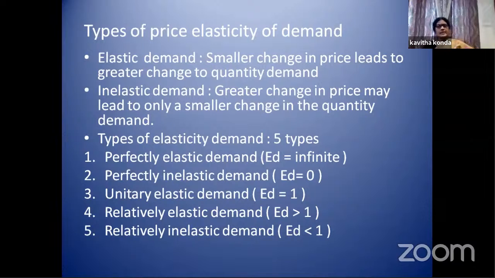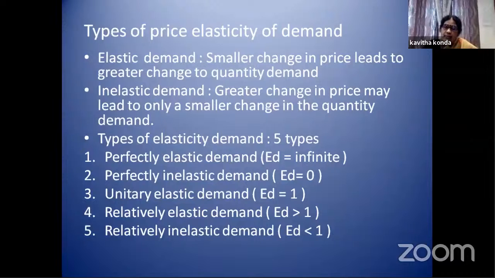And next is unitary elastic demand. Unitary elastic means the percentage change in the demand and the percentage change in the price will be equal. It will be the same. That's why the price elasticity of demand is equal to 1. And relatively elastic demand means ED is more than 1. A smaller change in the price may bring a greater change in quantity demanded. That's why it is relatively elastic demand.